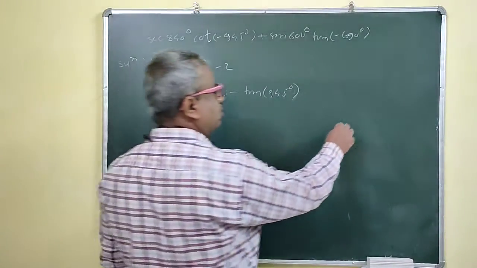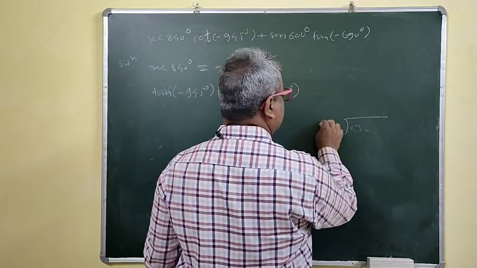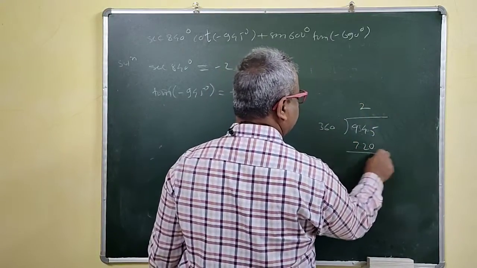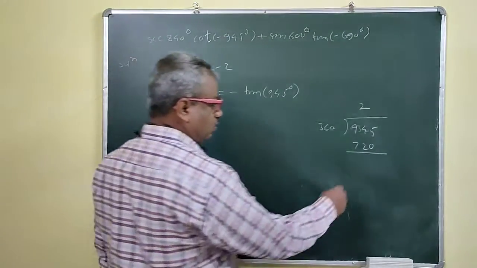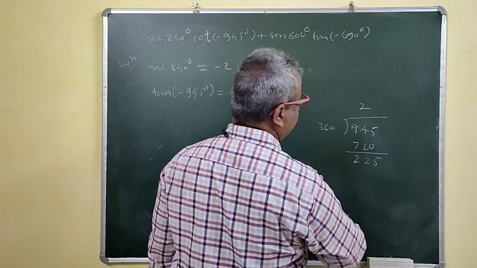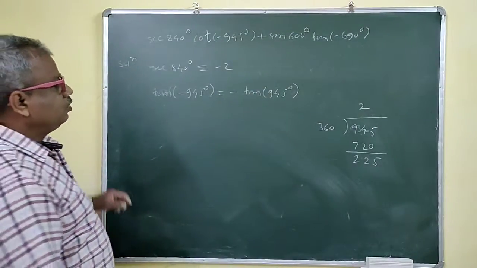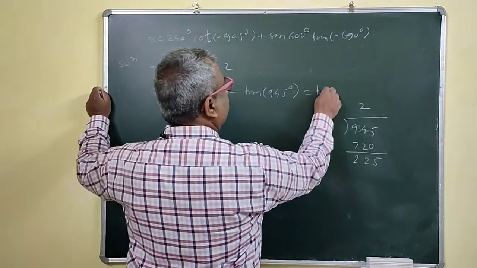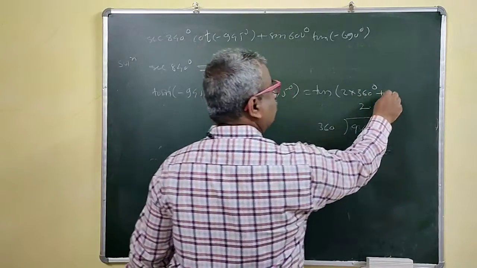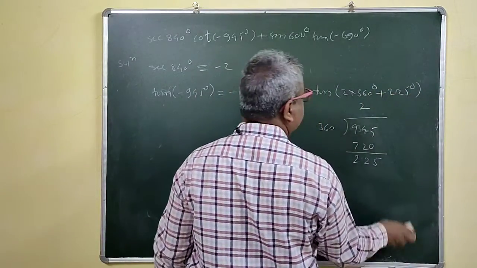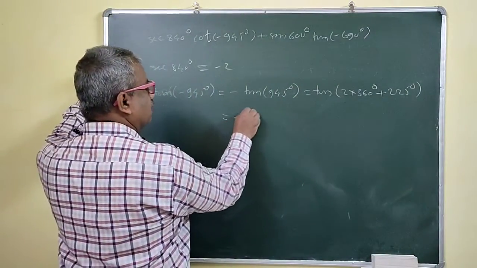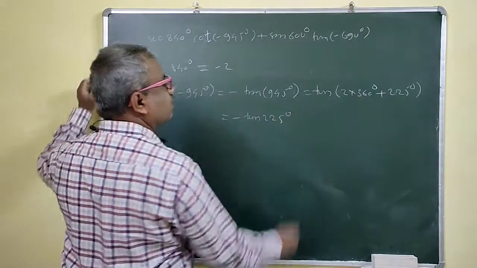How can we write this? So this is 360 degree, 945 degree. Then this will be 2, 720. So this is 5, 2. And again here 2. Right? 225. So this is then minus tan of 2 into 360 degree plus 225 degree. So this is minus tan 225 degree.